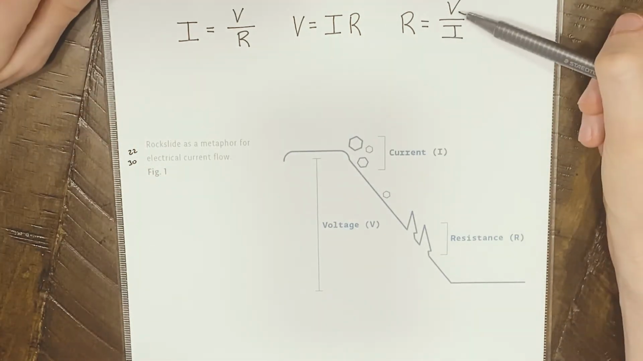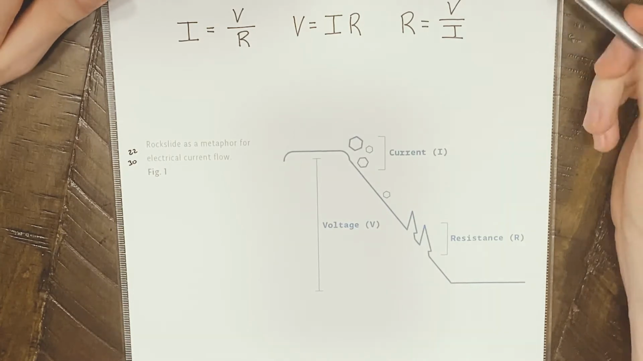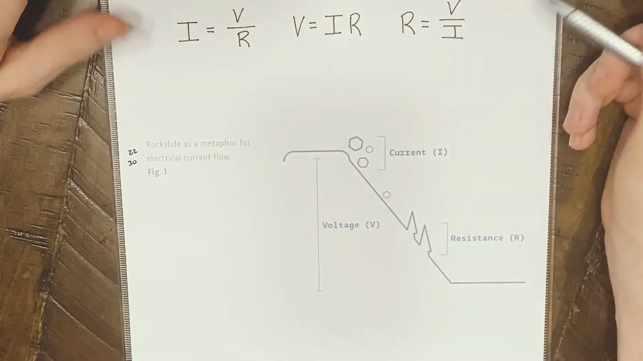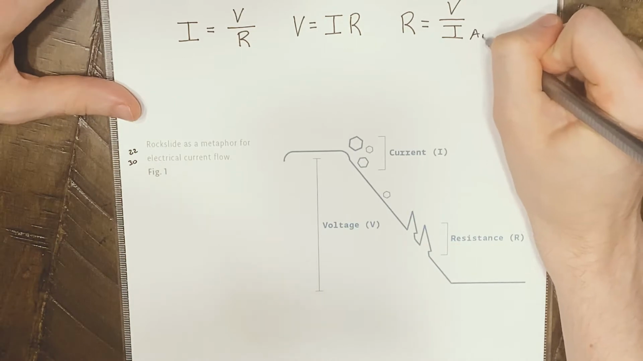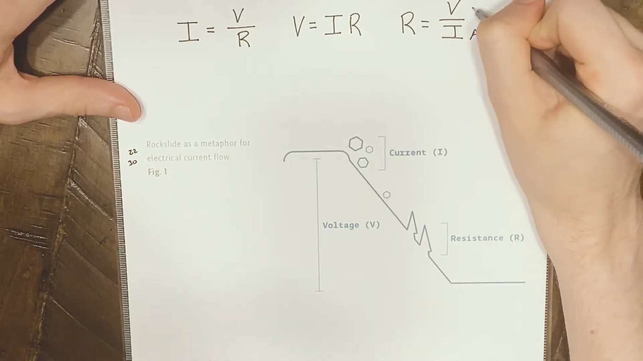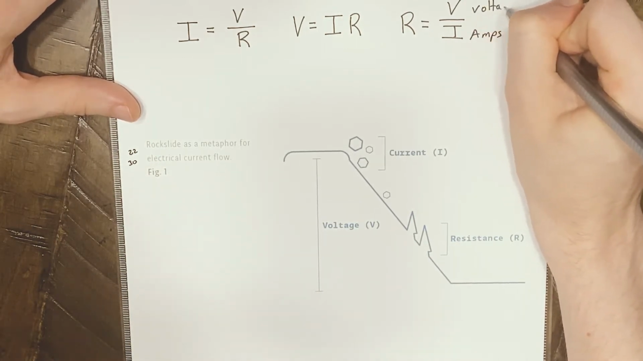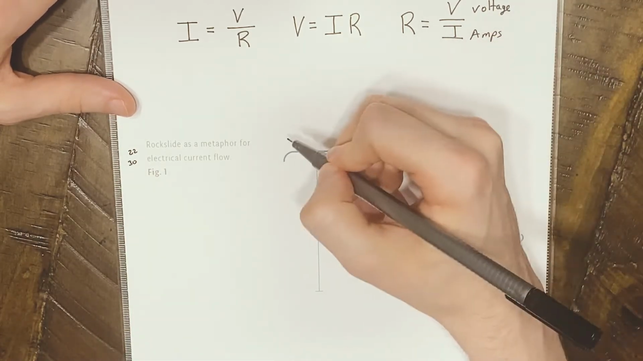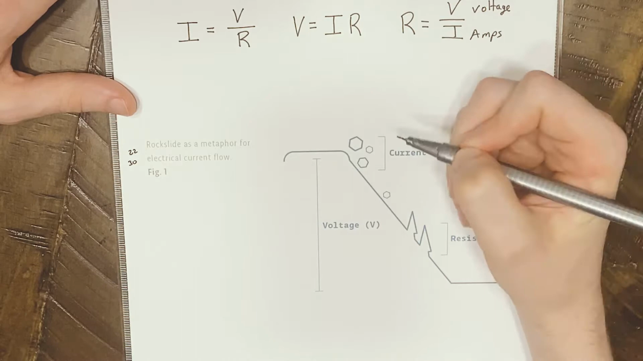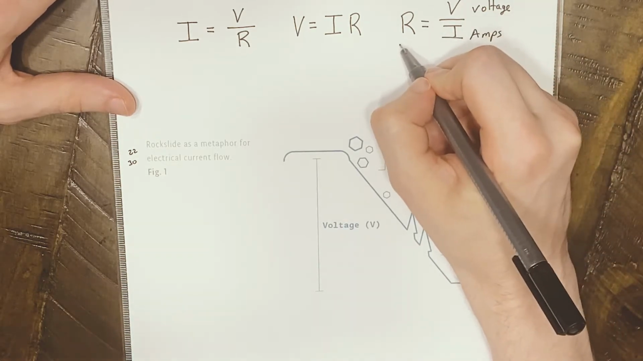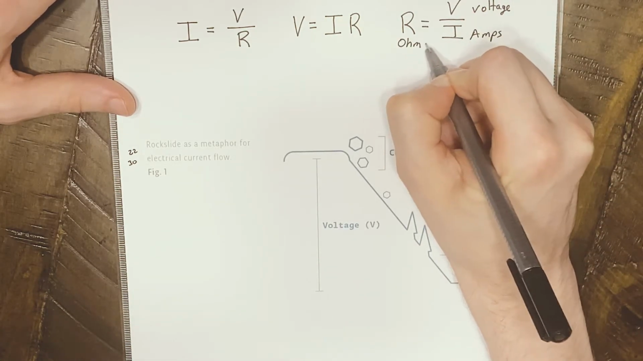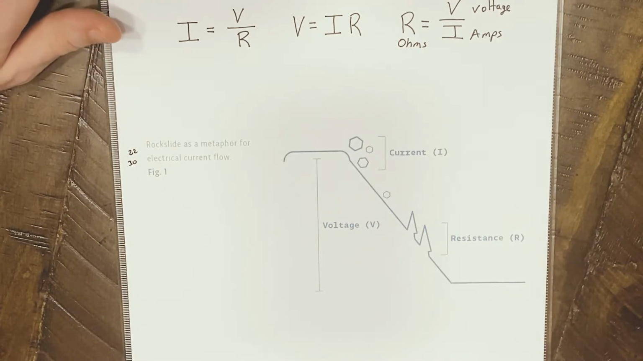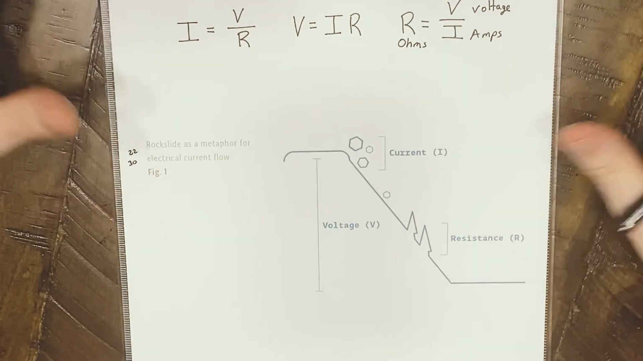Now, voltage is measured in volts, as you would think. Current is measured in amps. I'll actually just write that here beside it. And resistance, if you have seen the other video on this channel talking about resistor codes, you know the resistance is measured in ohms. O-H-M-S.